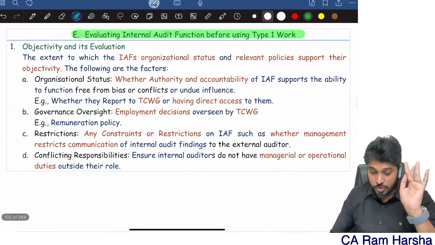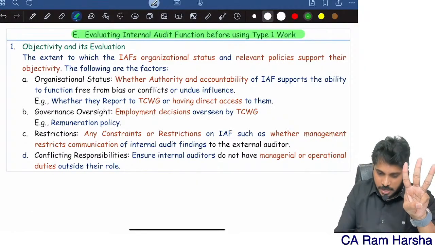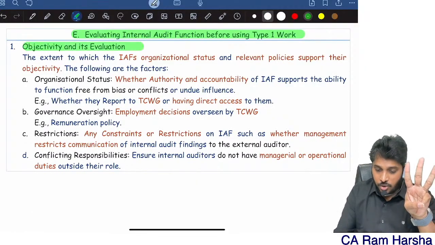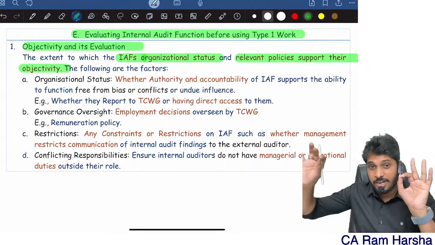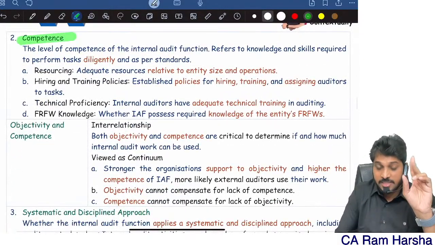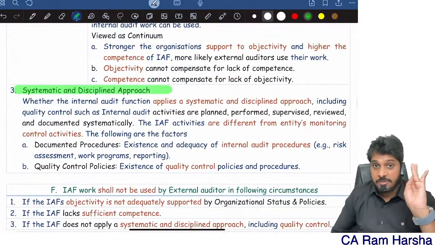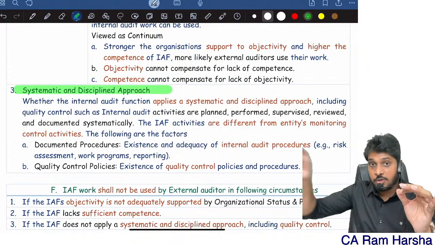Type 1, when you can use it, using the evaluation of the internal audit function. I will check three points. First, organization status and objectivity: whether the IAF organization status supports objectivity, whether the internal audit function is having objectivity or not. Second, I will check their competence. Third, do they have a systematic and disciplined approach, I will check. In all these 3 cases, if the answer is yes, then I will use their work.